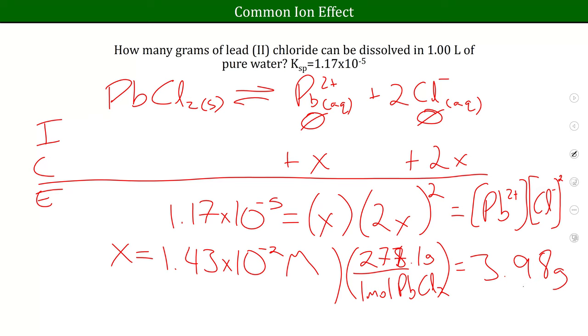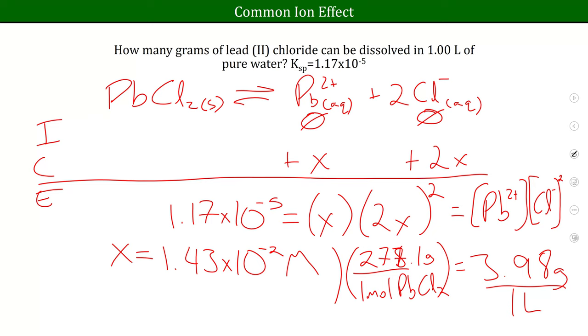Per liter. Remember, we started in moles per liter, and then we canceled out moles, and we're left with grams per liter. That kind of sounds like not a small amount of lead to be able to dissolve. We think of lead chloride as being insoluble in water, but 4 grams per liter, I mean, 4 grams is probably a teaspoon. It's not a lot, but that's more lead than you want in your drinking water, right?